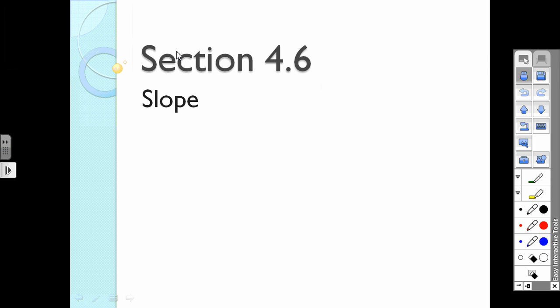All right, here we go with section 6, which is all about slope. This should be pretty easy. Hopefully you remember this from last year, and they covered this in depth in algebra. If not, then we're going to have to work together a little bit more.